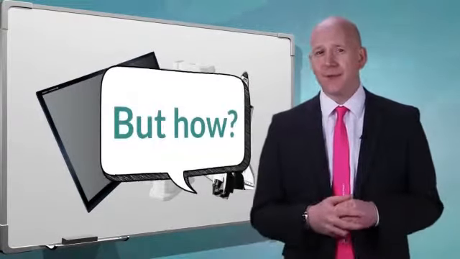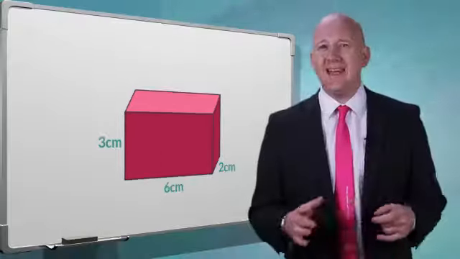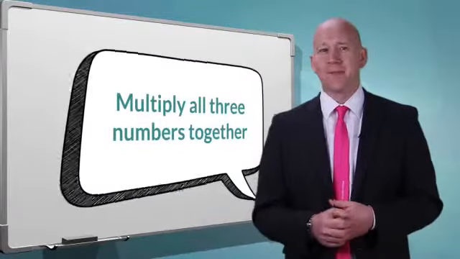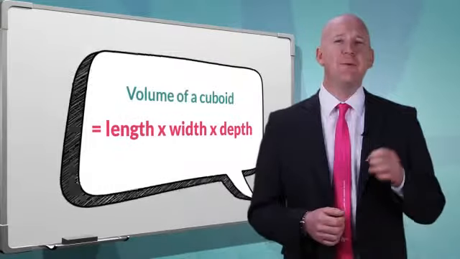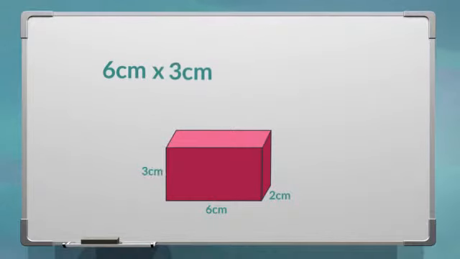But how? Well, let's start with a basic 3D shape, a cuboid. In order to find the volume, we need to know the dimensions of the shape. We can see that the cuboid is 6 centimetres long, 3 centimetres wide, and 2 centimetres deep. We can use a formula to find the volume of any cuboid. It's really easy. We just multiply the 3 numbers together. So volume of a cuboid equals length times width times depth. So we do 6 times 3 times 2, which equals 36.